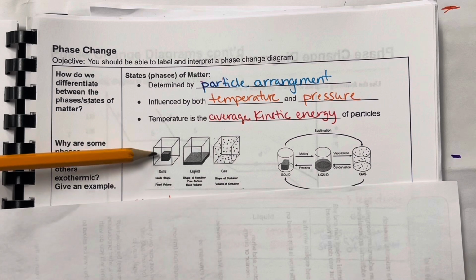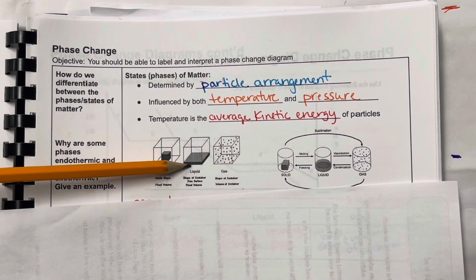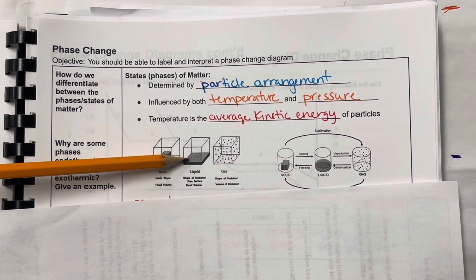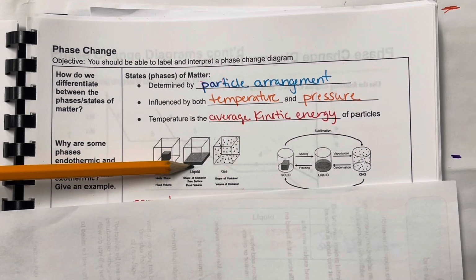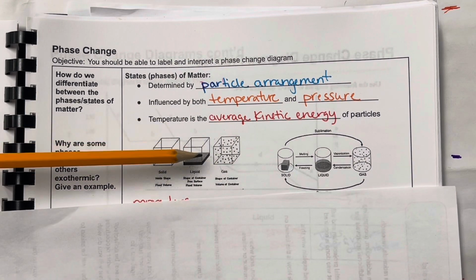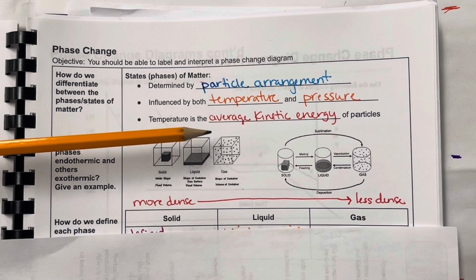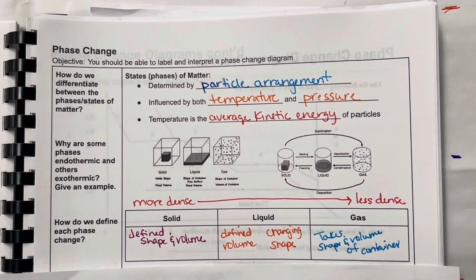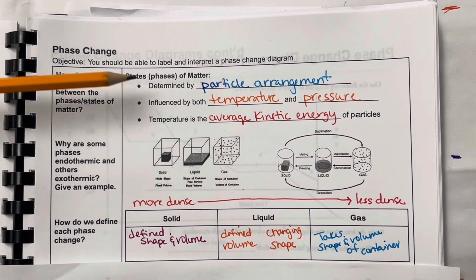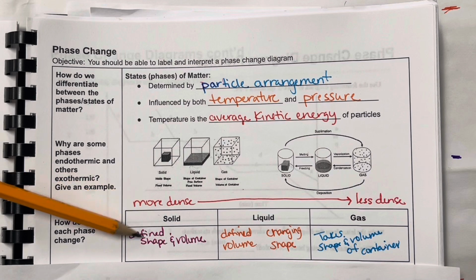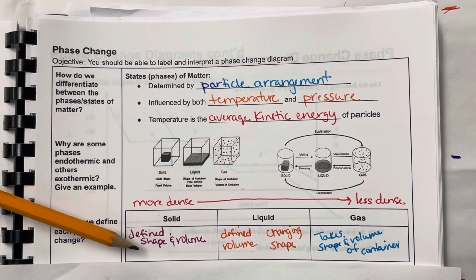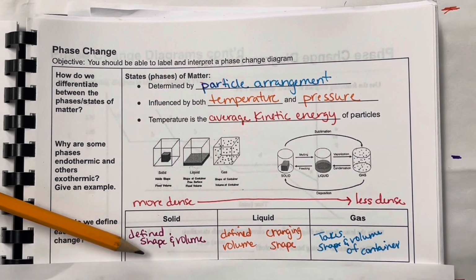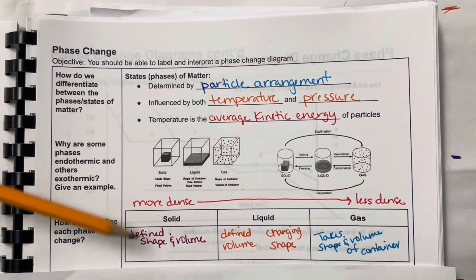And so if we look at our pictures here, we've got solid, liquid, and gas, and we can see that in solid, those particles are tightly packed. In liquid, they're still tightly packed, but they are able to move freely around one another. And lastly, we have gas, which is able to move freely throughout the container. Because of that particle arrangement, solids have a defined shape and volume because the particles are locked in place. Although they are moving, they're going to have a set shape and a set volume.